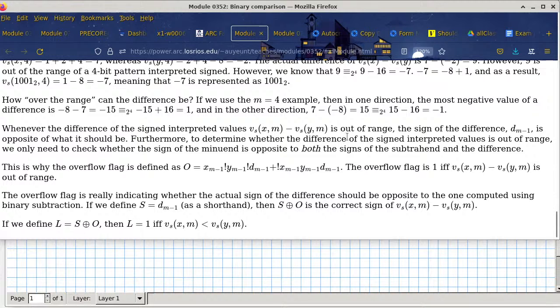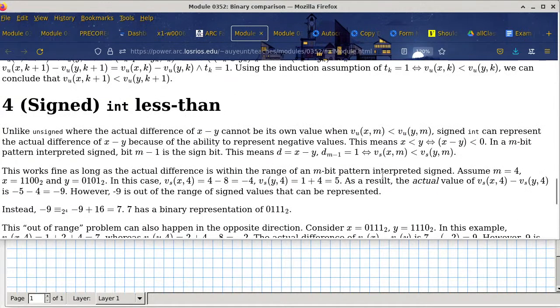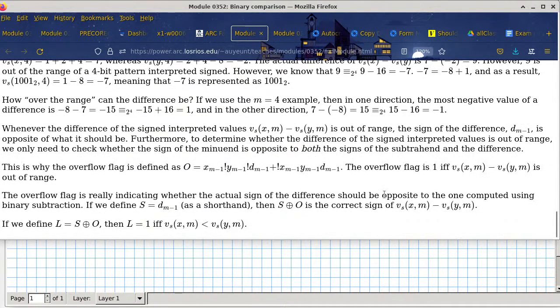So I'll go ahead and talk about the sign flag first, which is the S flag. It should be described, unless I forget to do it. It is the most significant bit. Right there, I defined S to be D subscript M minus 1. Do I need to explain it anymore?